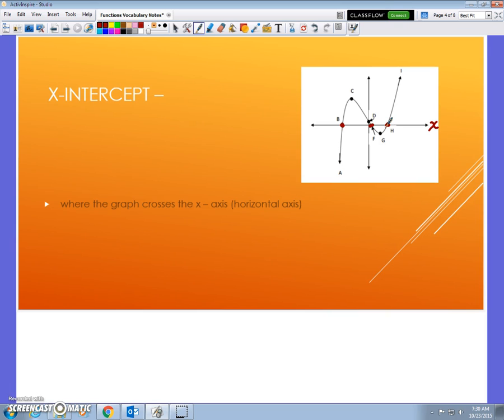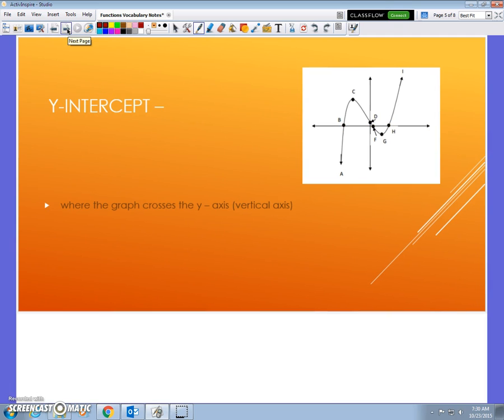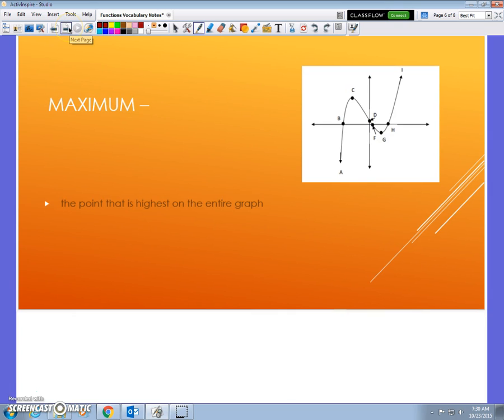All right. And we have the y-intercept, where the graph crosses the y-axis, or the vertical axis. So remember, this is the y-axis. Looks like we only have one y-intercept. And I'll tell you something about the y-intercept. If it is a function, there will only be one y-intercept, because it has to pass the vertical line test. And if there was more than one y-intercept, it wouldn't be passing the vertical line test.